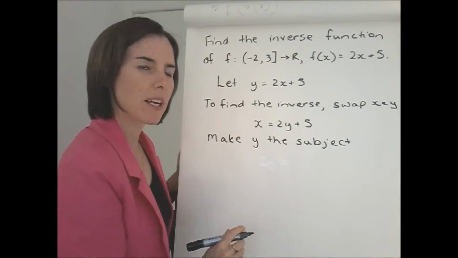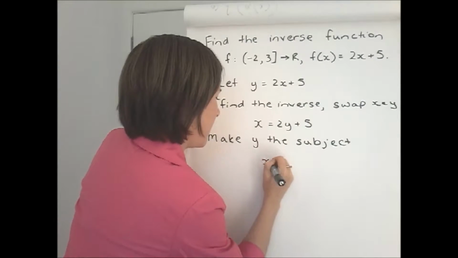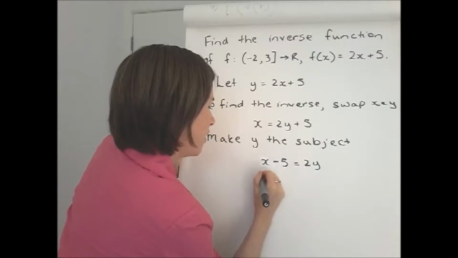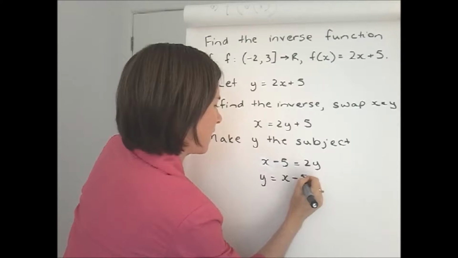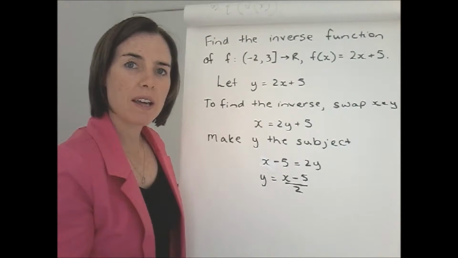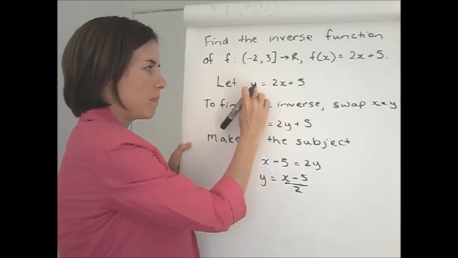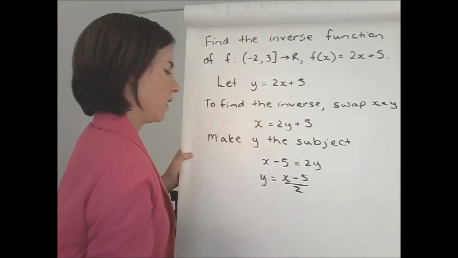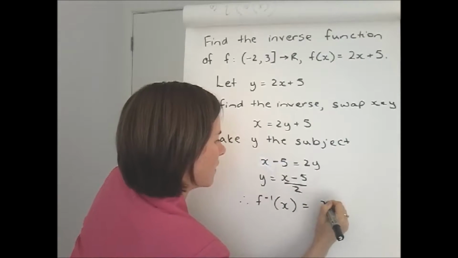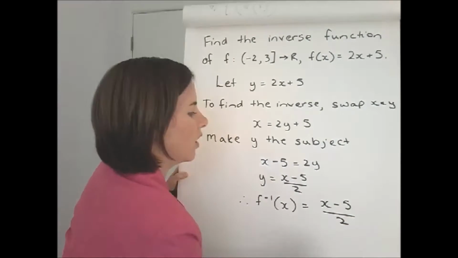So I'll now subtract the 5. x take 5 is 2y, and therefore y equals (x take 5) over 2. Now I can't leave y there because I made y up as part of my working, but it wasn't in the question. The inverse function is (x take 5) all over 2.